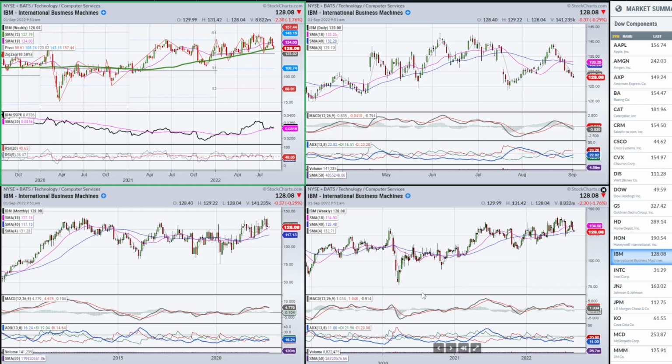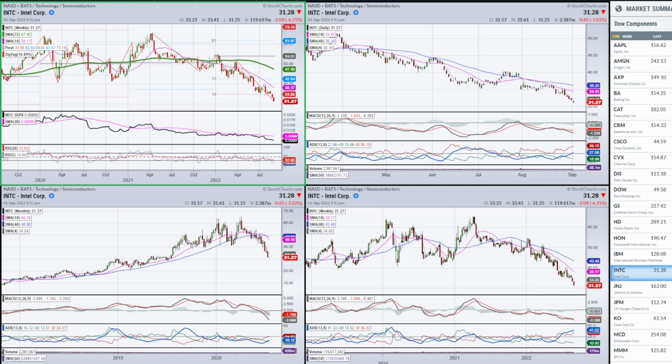IBM just can't get out of its own way. It can't do anything. It has no momentum on any of the time frames. It's basically just a sideways pattern, and there's really nothing to do unless this can break out above its highs around 140.